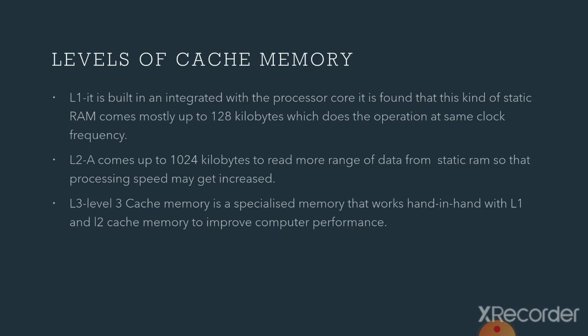And L3 has more size, 2 MB, 6 MB, or almost 10 MB, so it stores more data and instructions, but access time is slower. So if you increase the size of memory, your access time will also increase. RAM is 4 GB or 2 GB, so it takes time to find where the instructions are.